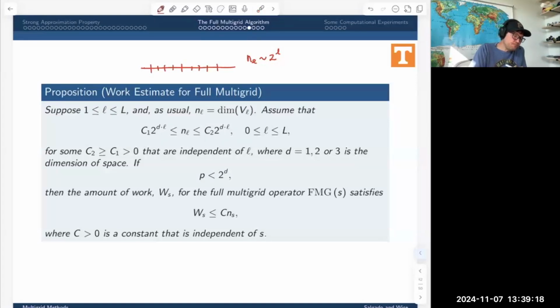Now in 2D, instead of having a mesh which looks like that, we have a mesh which looks like this, for example. And to refine this one, we cut it in a specific way.